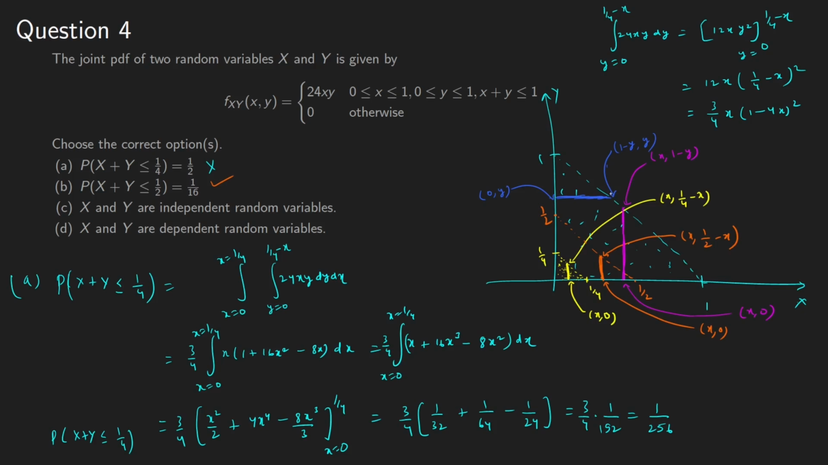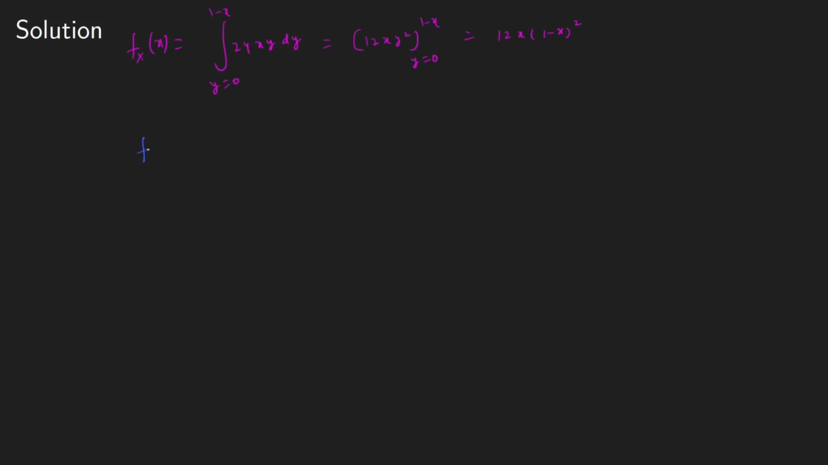So we are integrating with respect to the other random variable to calculate the marginal, right? So f_Y at small y will be the integral with x going from 0 to 1 minus y of 24xy dx. So it will be 12x squared y from x equals 0 to 1 minus y, which will finally be equal to 12y times (1 minus y) squared.